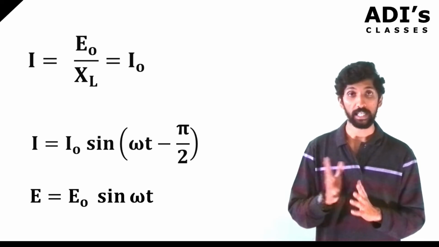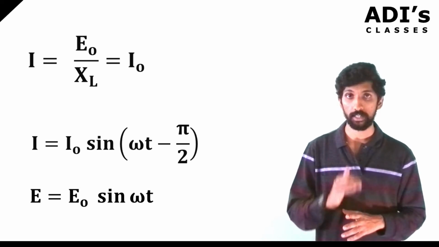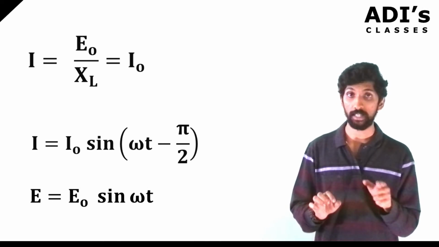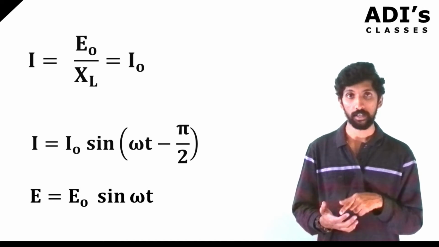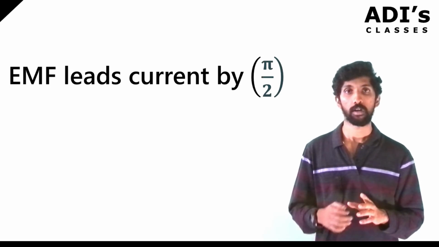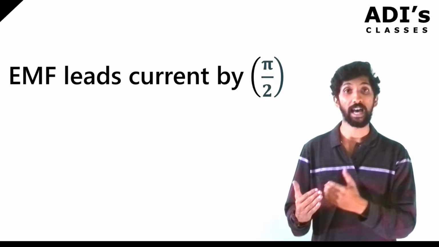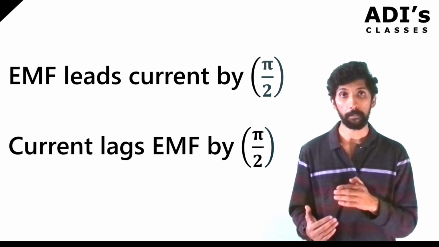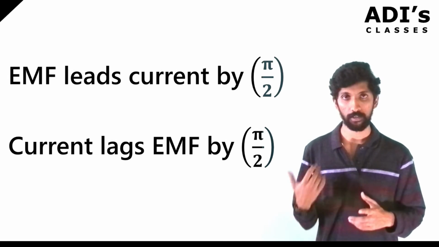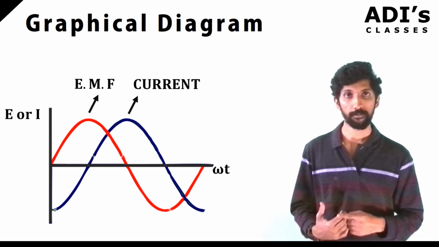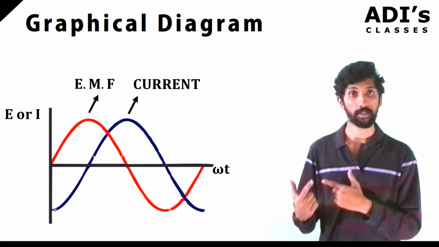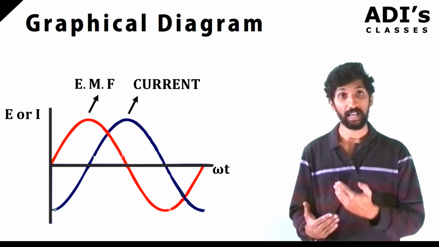So here E was given by E naught sine omega t and I is given by I naught sine of omega t minus pi by 2. Meaning here the EMF leads the current by pi by 2. In other words, current lags behind EMF by pi by 2. So the sinusoidal graphical diagram: this is the EMF and this will be the current. If you look at the graph, the current is lagging.